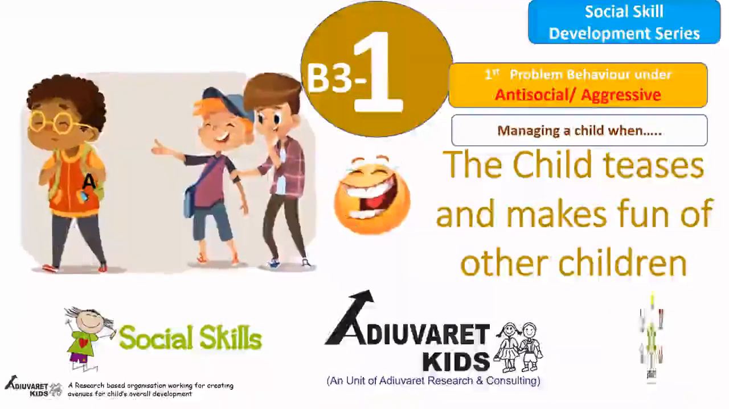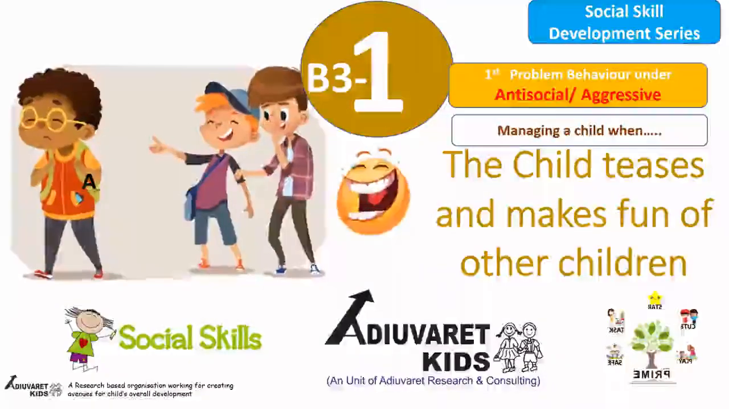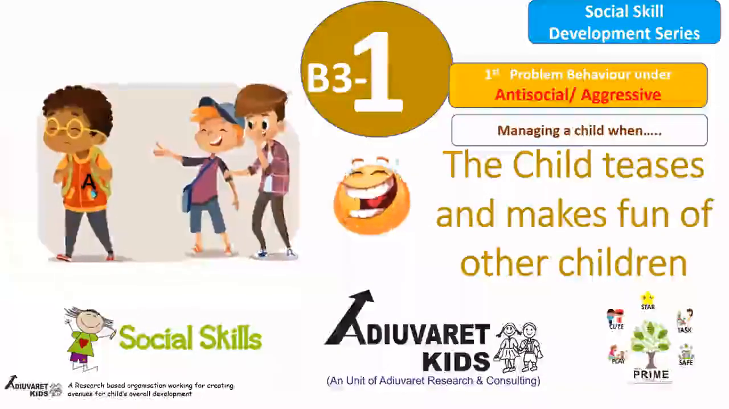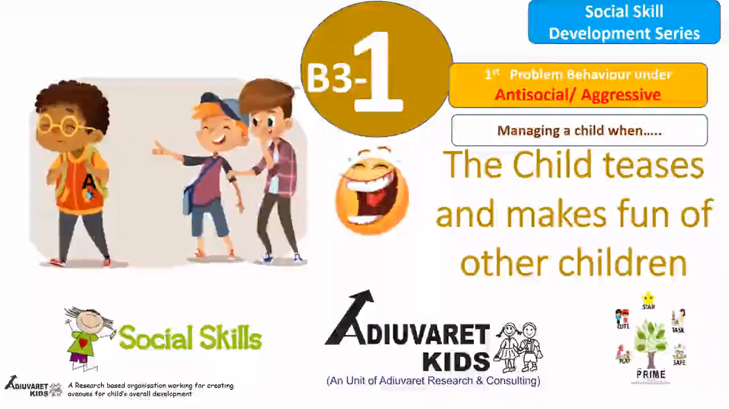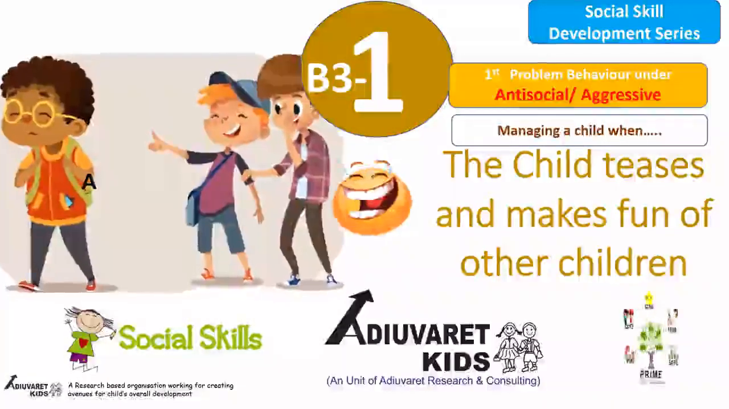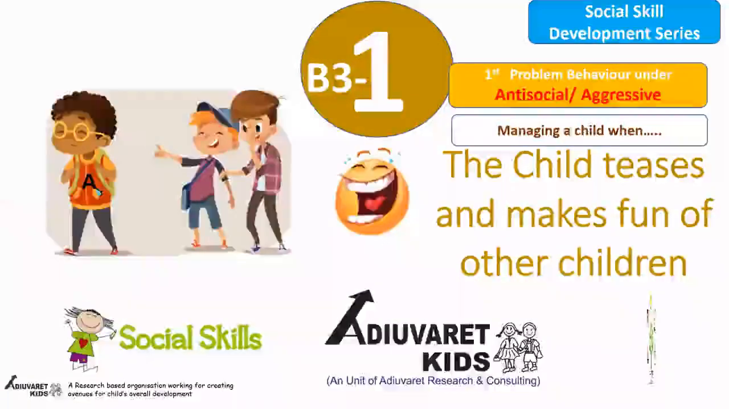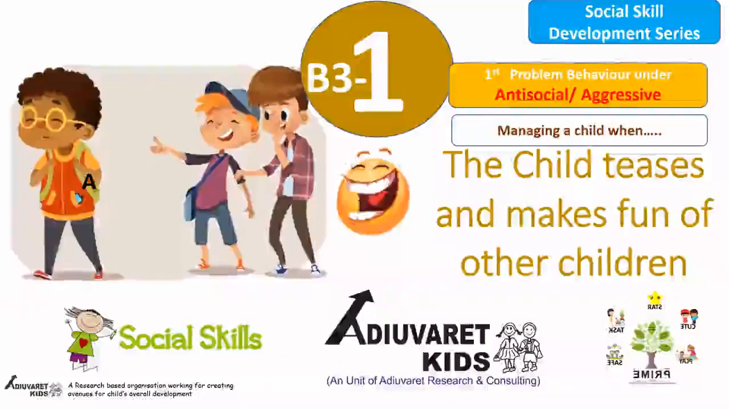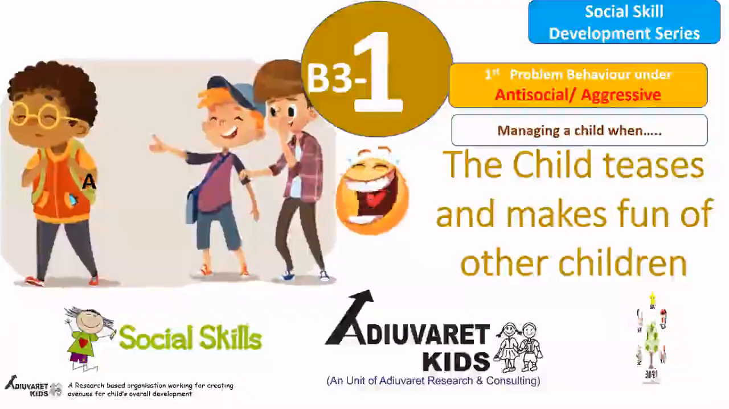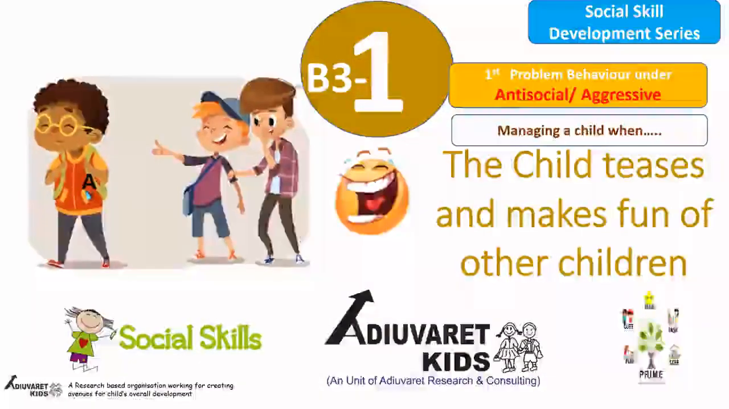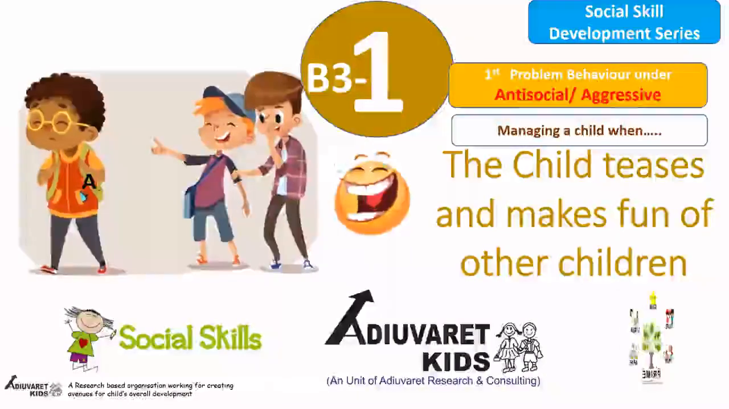Last session we talked about the hard aspects of problem behavior in the social skill development series. And this third aspect of the problematic behavior in children is about antisocial behavior or too much aggressiveness in the children. So under this aspect, we'll start discussing various components or checkpoints that will help us to track the skill development in our children.